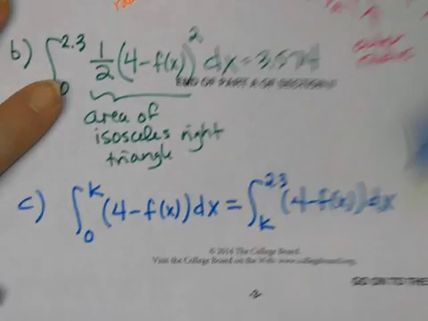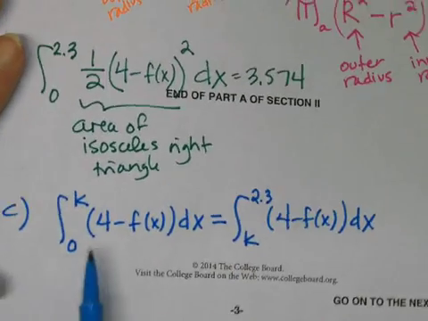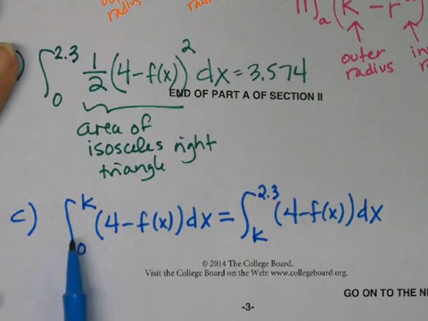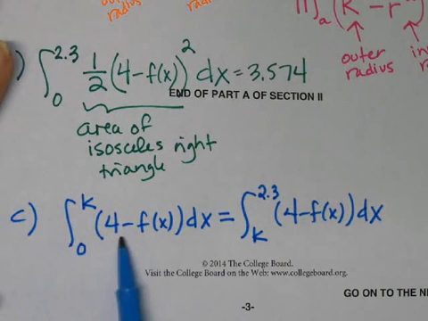But anytime I see one where it says write but do not evaluate, I want to do those first, because I'm not actually going to have to work anything out. All I've got to do is set it up. And then I would come back to this one.